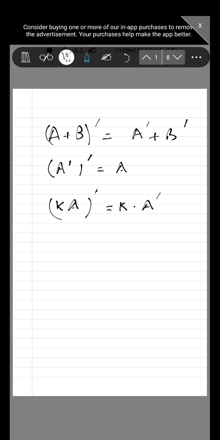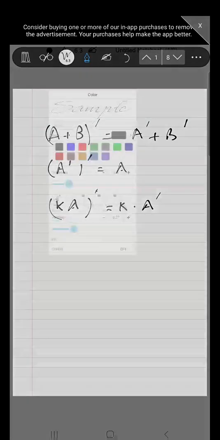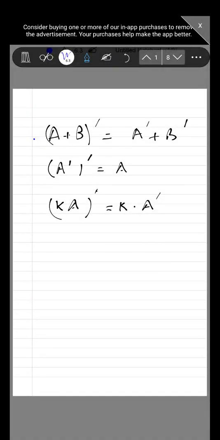Secondly, there is another property of a matrix called the conjugate of a matrix. So if the matrix elements are complex numbers, then we replace the matrix elements by their conjugate.